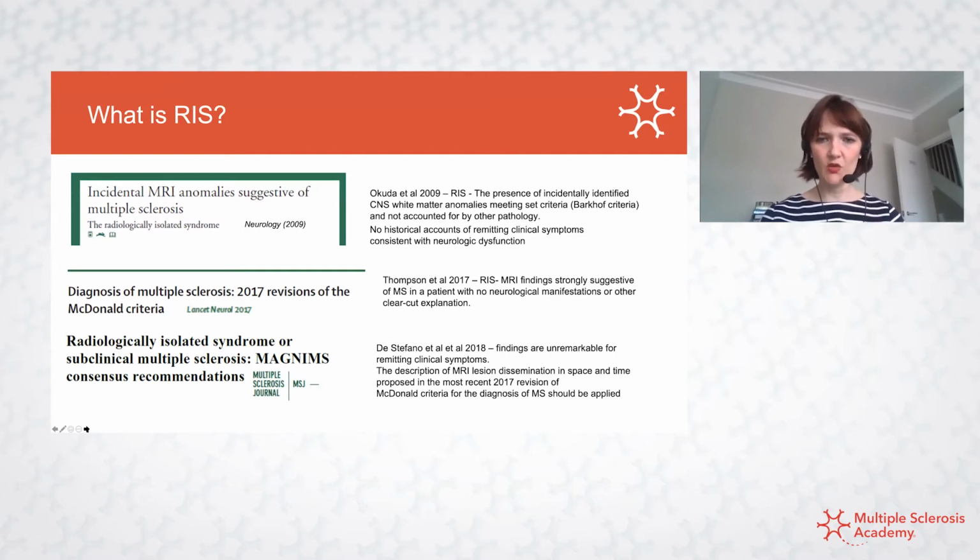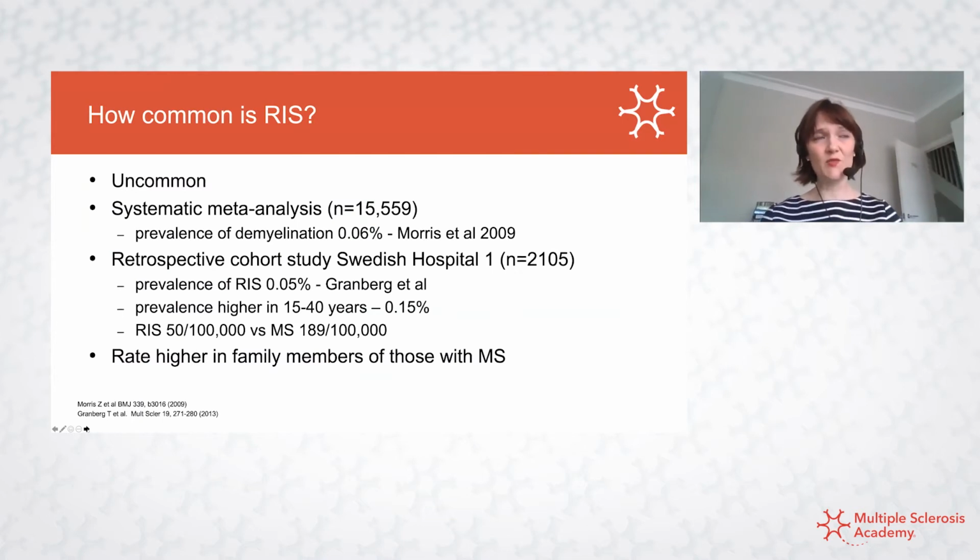So this was put out in 2018, and this is quite a long definition, but essentially, similarly, after detailed clinical assessment, findings are unremarkable for omitting clinical symptoms, and also now the diagnosis of RIS on MRI conforms to the usual MRI diagnostic criteria from the revised 2017 McDonald criteria rather than Barkhof. So the point is that, unsurprisingly, because we don't MRI the entire population, it is just people who have presented with other things.